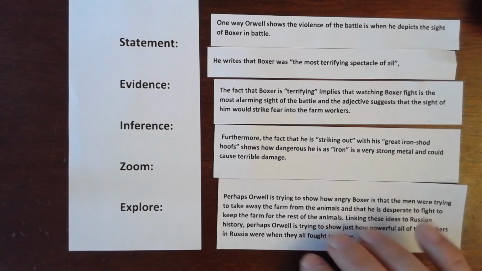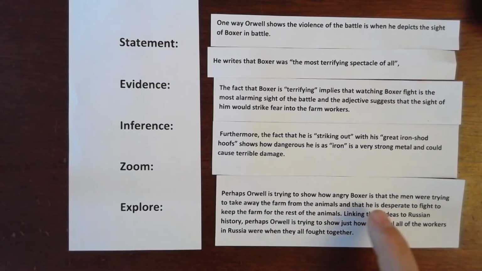Well, I think Orwell's trying to show how angry Boxer is, that the men were trying to take the farm away from the animals, and that he is desperate to fight to keep the farm for the rest of the animals. But what we've got to try and do is link this to the context, so the Russian Revolution and Russian history. So we know that Boxer is representative of the dutiful workers.